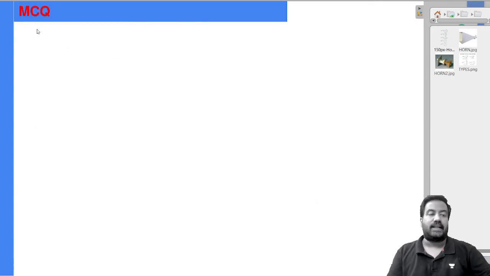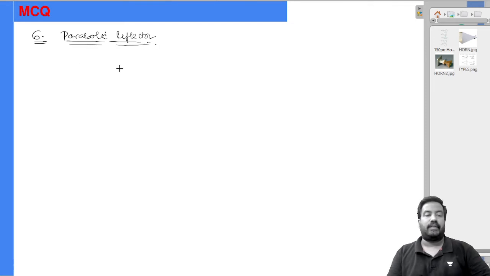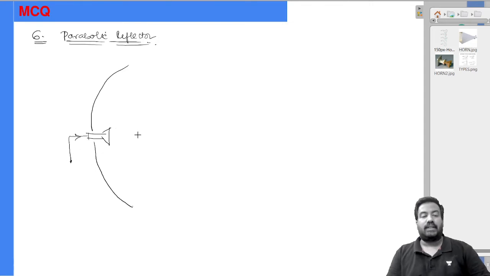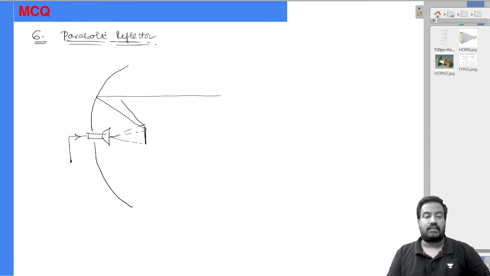Okay, the sixth antenna is the parabolic reflector antenna. The parabolic reflector acts as a secondary antenna, and the horn acts as the primary antenna to which the power is fed. This is the sub-reflector. Now this horn antenna radiates like a torch. Radiation is something like this.